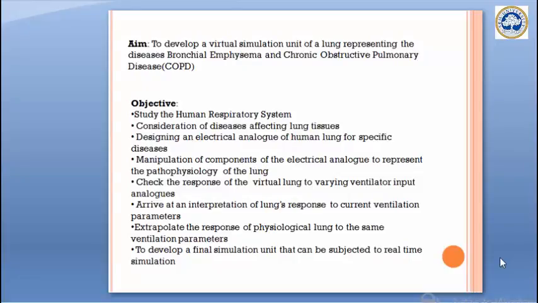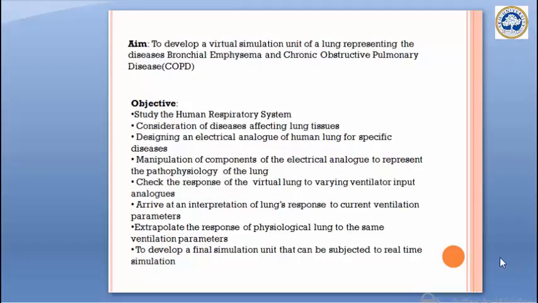We start off by studying the anatomy and physiology of the human respiratory system. Then we consider specific diseases affecting the lung tissue at a superficial level. We then manipulate the components of the electrical analog to represent the pathophysiology of the lung. Since the model is an electrical circuit, the input to the system is also an electrical component. Then we check the response of the lung to varying ventilator input analogs, through which we arrive at an interpretation of the lung's response to the current ventilation parameters.